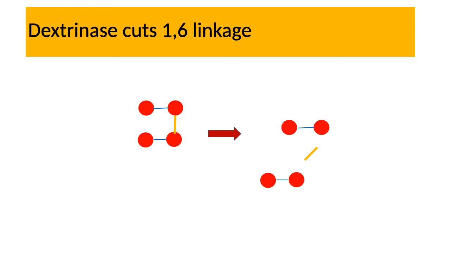So you can see from here, as soon as there is dextrinase, the yellow bond representing the 1,6 glycosidic bond is cut in between these 2 maltose. So you can see now all the molecules from the amylopectin have become maltose molecules.